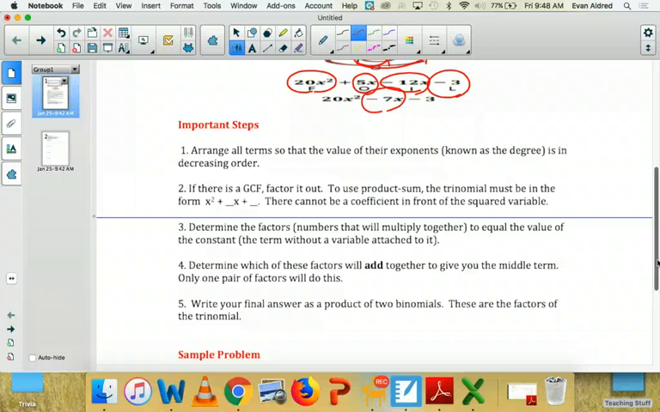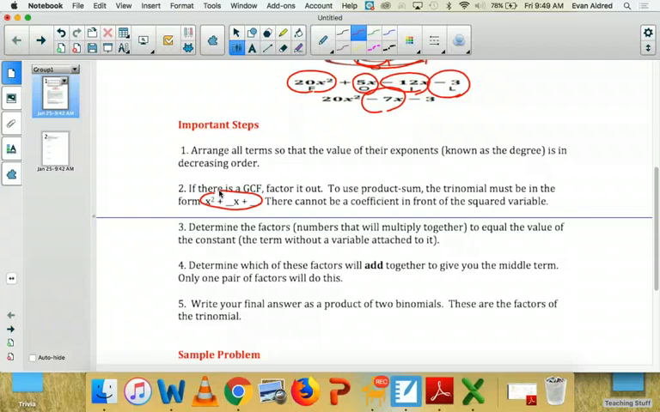To use product sum, the trinomial must be in this form right here. And again, you'll notice that the degrees, or the values of the exponents, decrease. So there can't be a coefficient in front of your x squared variable. It must be 1 to use product sum.